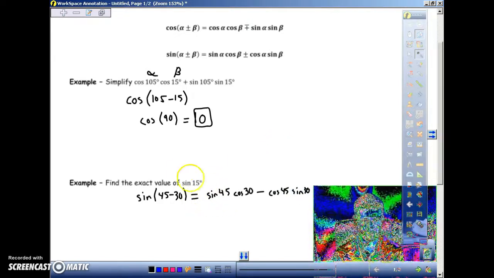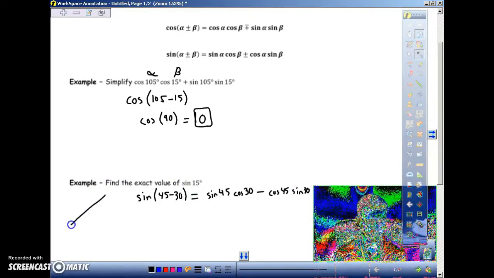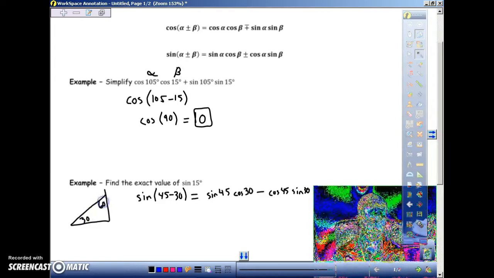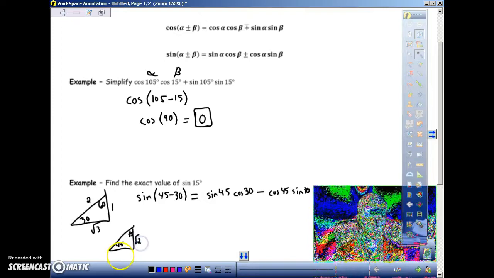And we know what all of these are. If we draw our special right triangles, this one can be our 30, 60, 90. So therefore we have 1, square root of 3, and 2. And then our other triangle, our 45, 45, 90, that's just going to be square root of 2, square root of 2, and 2.